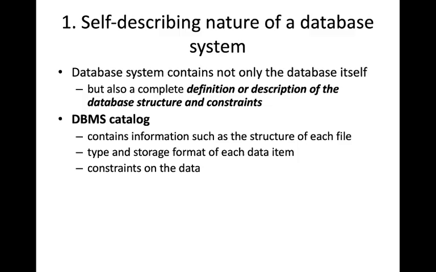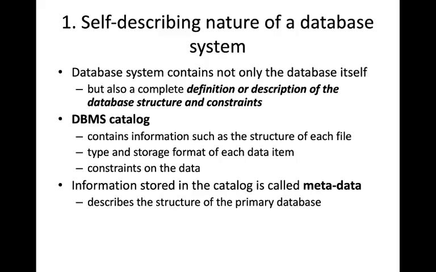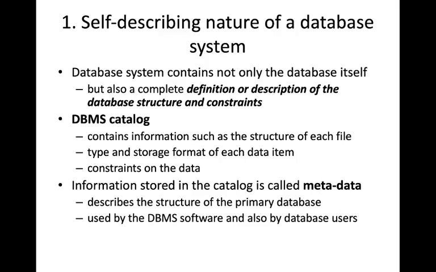So we'll be storing it in the database dictionary. It contains information such as structure of each file, type and storage format of each data item, and constraints on the data. So information stored in the catalog is called metadata. We call that data as metadata. It is data about data. So it describes the structure of the primary database used by the DBMS software and also by database users. We will see the different types of users later. So it is used by the DBMS software and by different types of users.